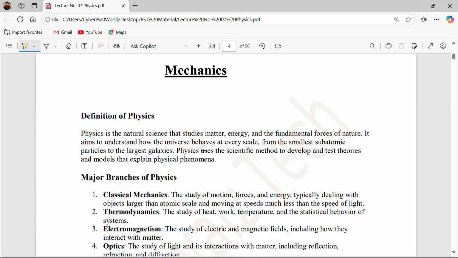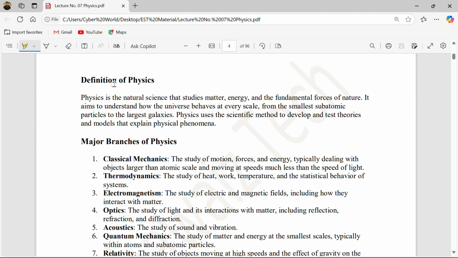Here you can see, first of all, we define physics. What is physics? Physics is the natural science that studies matter, energy, and their fundamental forces. It aims to understand how the universe behaves at every scale, from the smallest subatomic particle to the largest galaxies. Physics uses the scientific method to develop testable theories and models that explain physical phenomena.